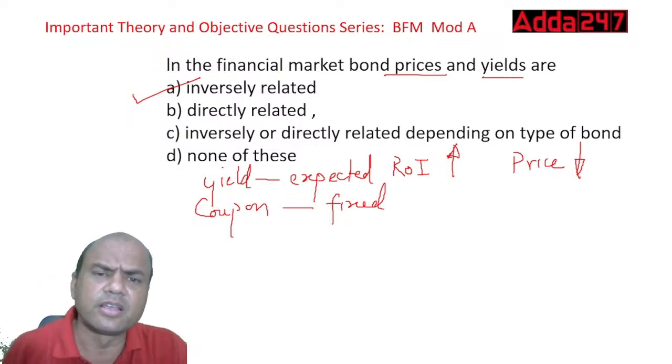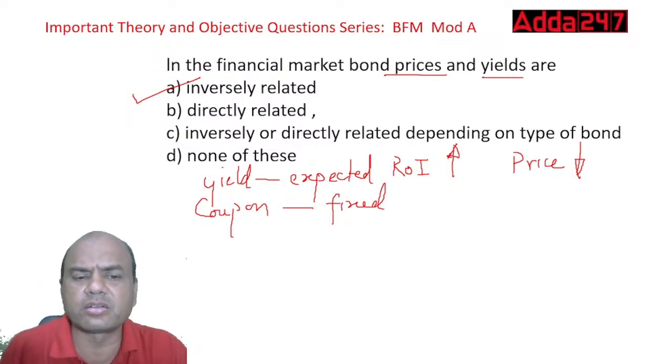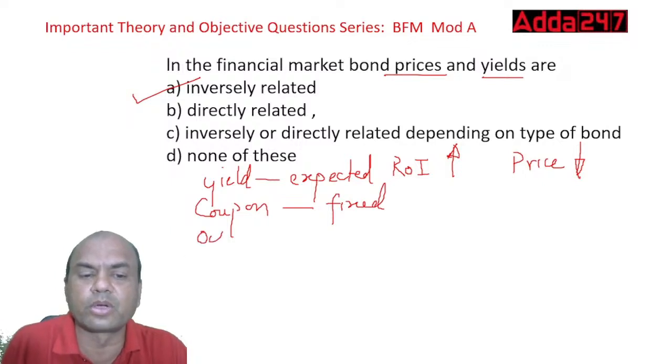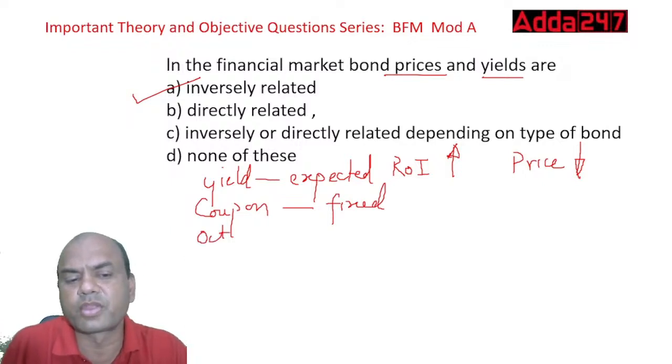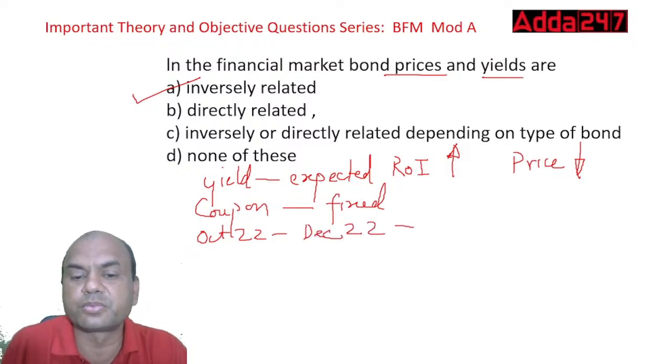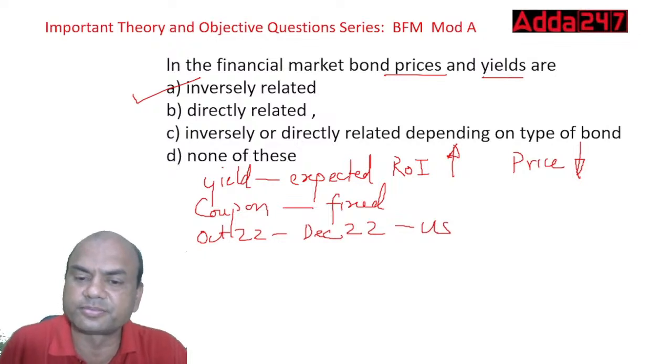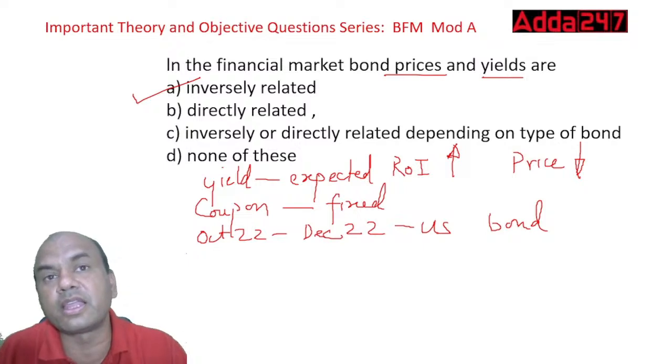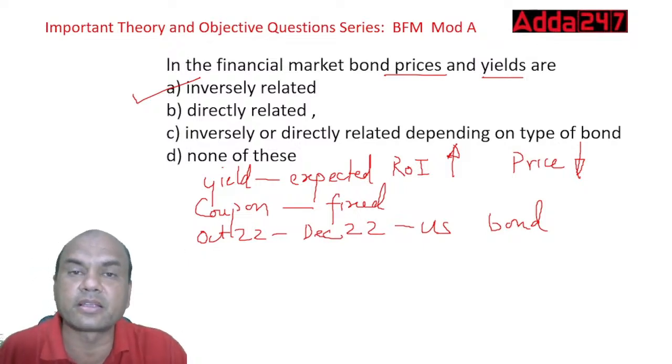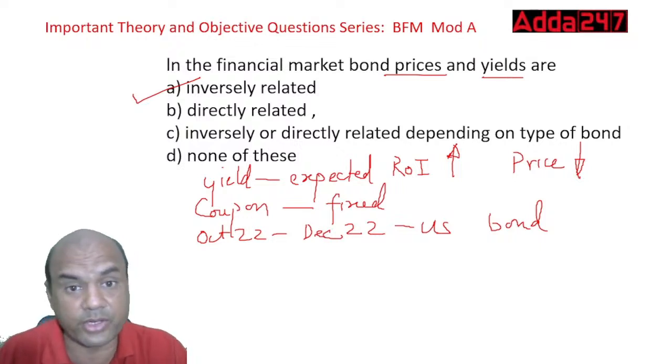You see what happened from October 22 to December 22. Just type it on Google and check the US bond rates. You'll get this. In the US, the prices of the bond fell like anything. Why? Because the Federal Reserve increased the rate of interest. So that was the point.